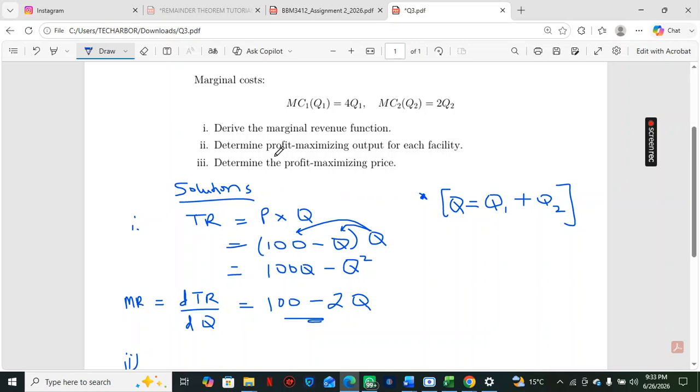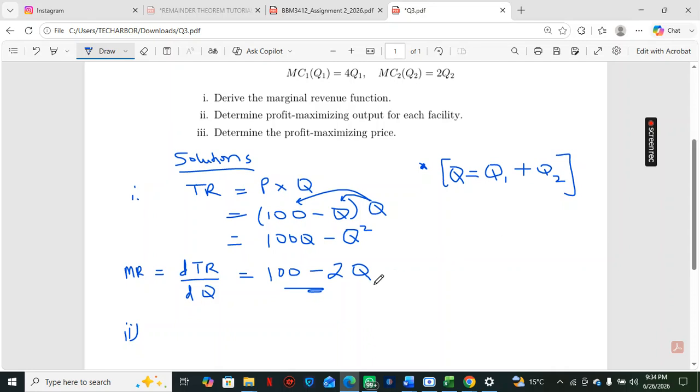So now we're going to determine the profit maximizing output for each facility. Remember, colleagues, that profit maximization occurs where marginal revenue equals marginal cost. Now we've got two marginal costs here. So you need to either express Q in terms of Q1 or express Q in terms of Q2, so that you can find one output, then get the other output.